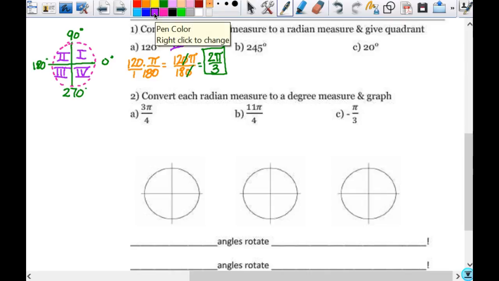Third. Okay, so I'd be in quadrant 3. I would take 245 and multiply it by pi over 180 to get the pi in there. Put that over 1, and I can multiply straight across.